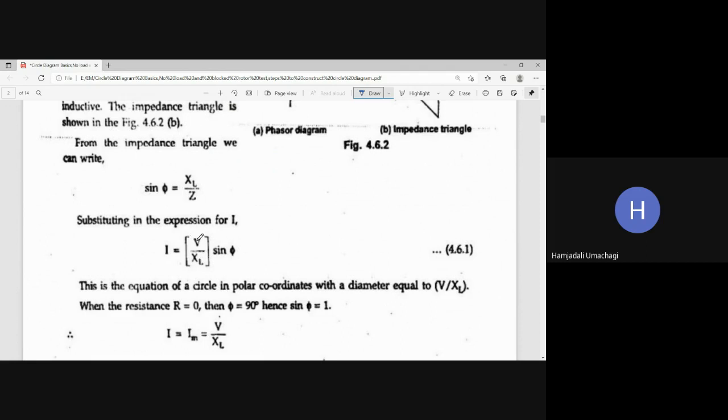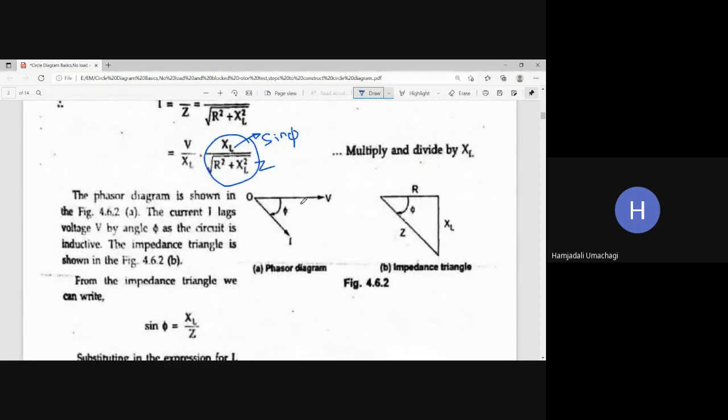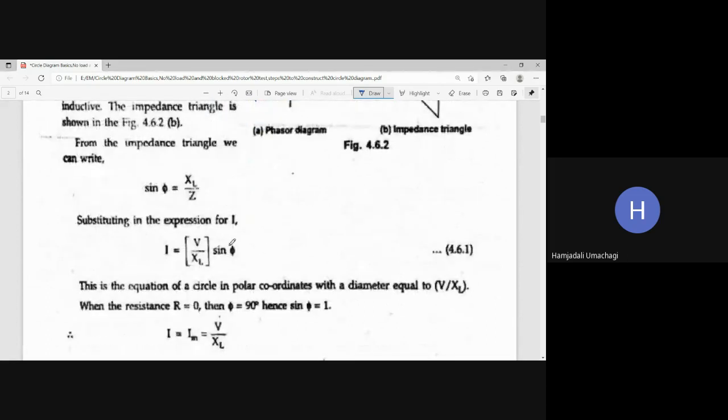Now when the resistance R is equal to 0, then the power factor angle phi is equal to 90 degrees, hence sine phi equal to 1. So if the power factor angle between voltage and current becomes 90 degrees, sine phi is 1. Therefore current will reach its maximum, I will change to Imax, and Imax will be equal to V by XL. When this condition is achieved, the current is maximum and the resistance is 0.